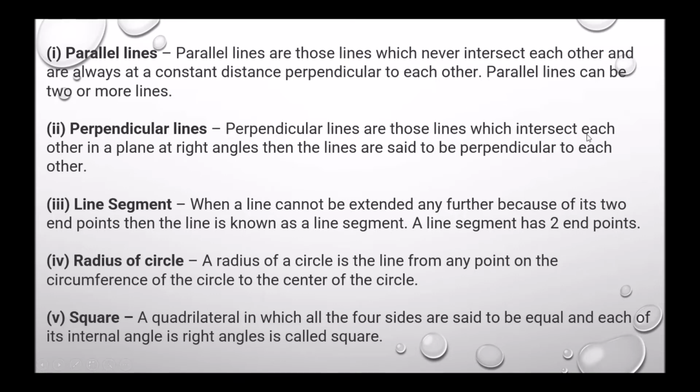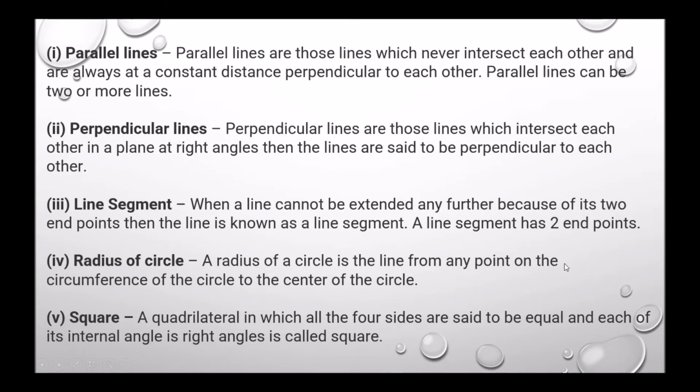Next, perpendicular lines. Perpendicular lines are those lines which intersect each other in a plane at right angles. Then the lines are said to be perpendicular to each other. Line segment. When a line cannot be extended any further because of its two end points, then the line is known as line segment. Line segment has two end points.